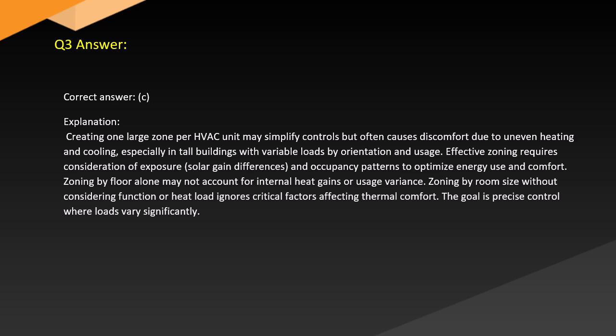Creating one large zone per HVAC unit may simplify controls but often causes discomfort due to uneven heating and cooling, especially in tall buildings with variable loads by orientation and usage. Effective zoning requires consideration of exposure, solar gain differences, and occupancy patterns to optimize energy use and comfort. Zoning by floor alone may not account for internal heat gains or use variance. Zoning by room size without considering function or heat load ignores critical factors affecting thermal comfort. The goal is precise control where loads vary significantly.